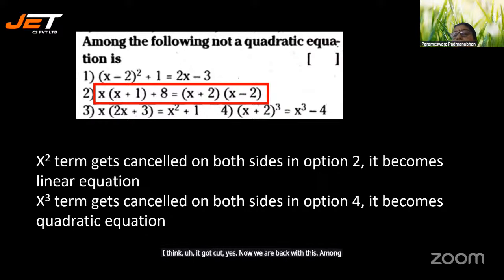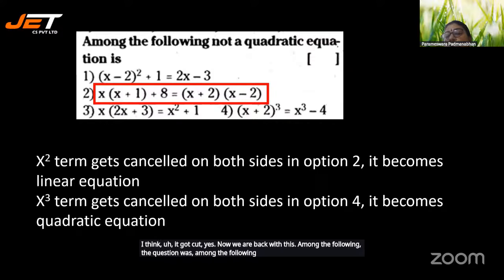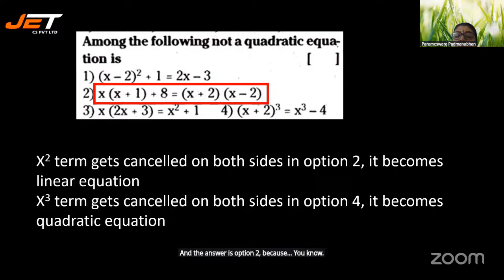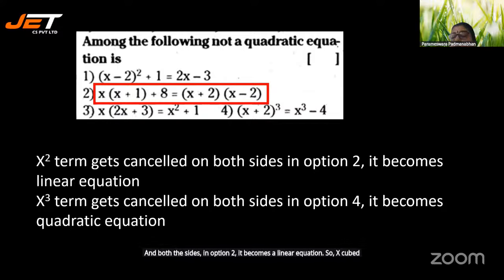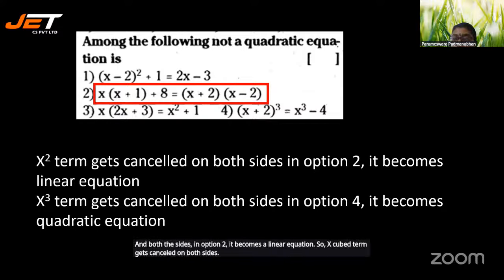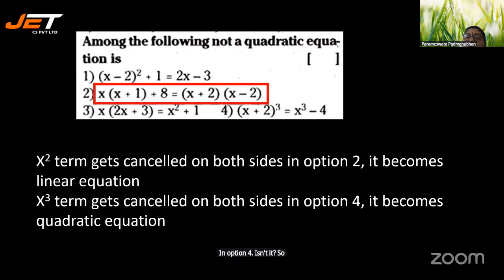Among the following, the question was, which is not a quadratic equation? And the answer is option 2, because in option 2 your x squared term will get cancelled, isn't it? For a quadratic equation, the standard format is ax squared plus bx plus c is equal to 0. Here, when you multiply, x squared on both sides gets cancelled, and in option 2 it becomes a linear equation. In option 4, the x cube term gets cancelled on both sides, so it becomes a quadratic equation.